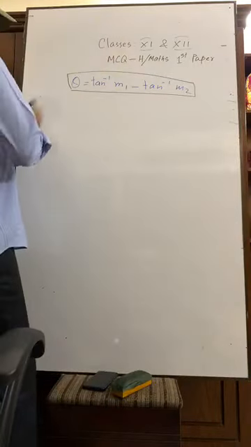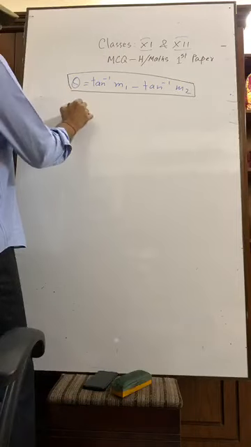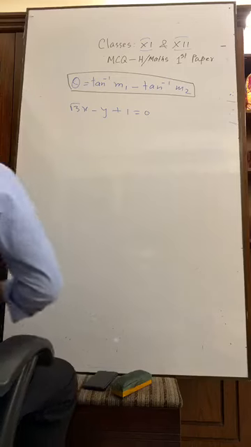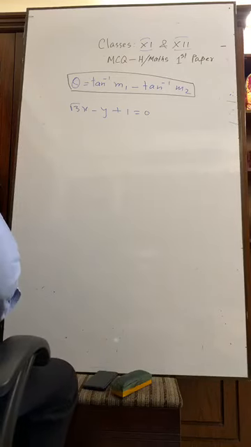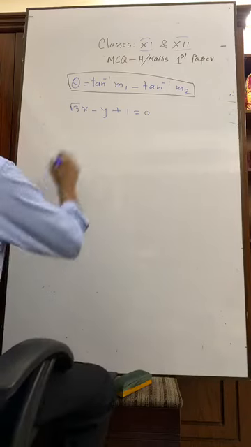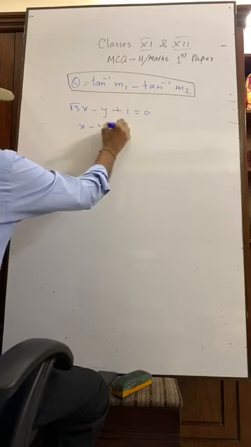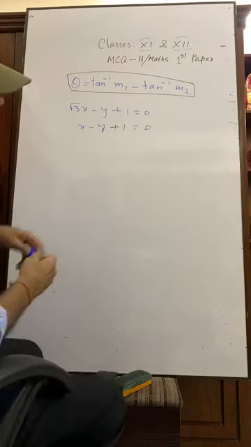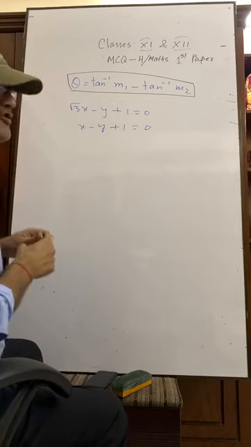Another example: root 3 x minus y plus 1 equals 0, and x minus y plus 1 equals 0. Determine the angle between the two straight lines.